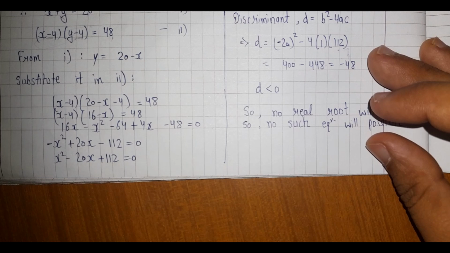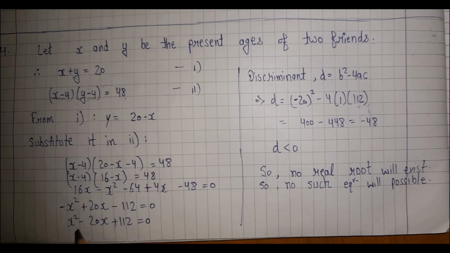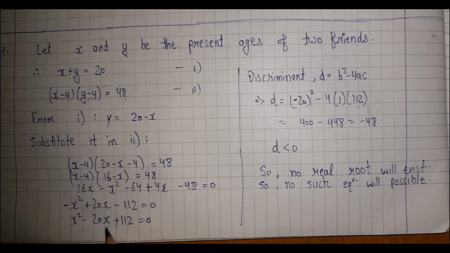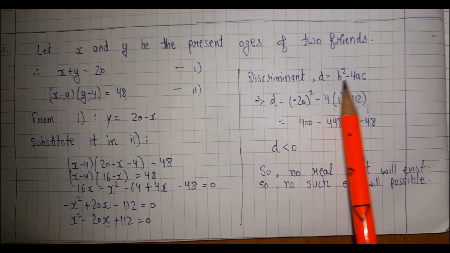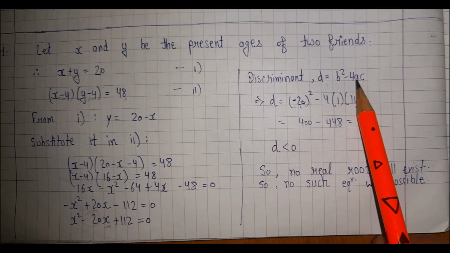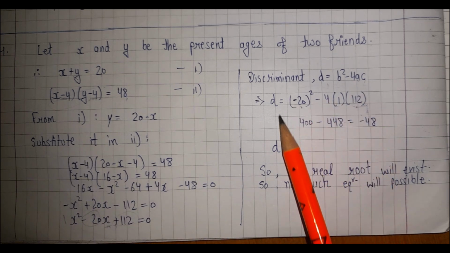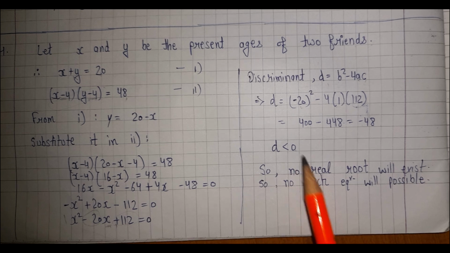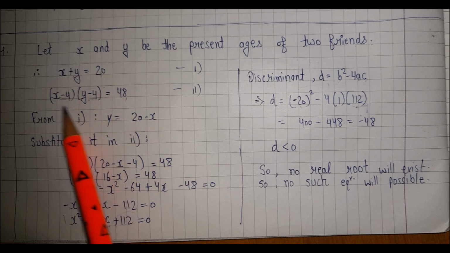So, we will have x square minus 20x plus 112 equals 0. This is our quadratic equation in x. Now to check whether the value of x exists or not, find the discriminant. D equals b square minus 4ac. Here b equals minus 20, a equals 1 and c equals 112. After solving, we will have D equals minus 48, that is the discriminant is less than 0. So no real root will exist. So it means that no such situation is possible.